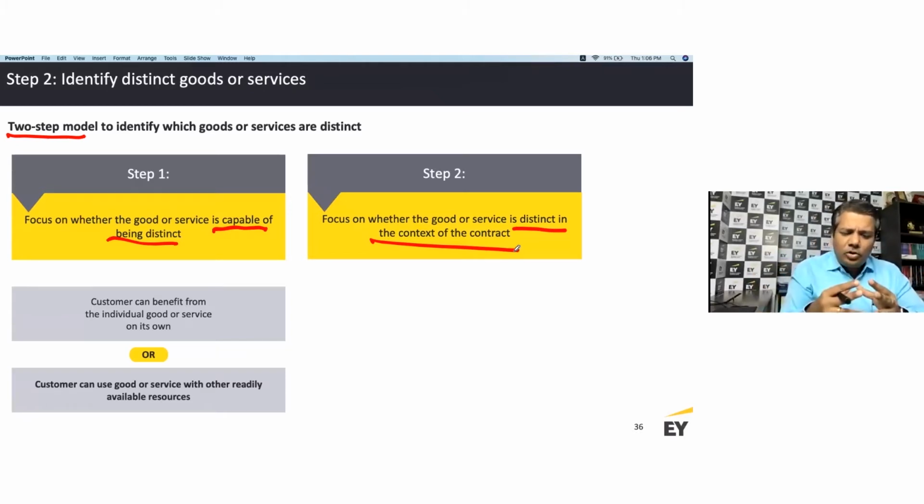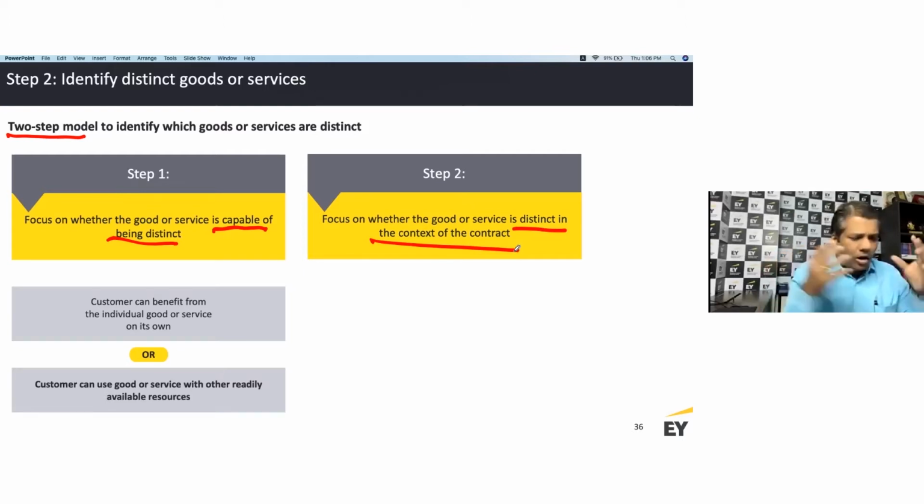So we're going to look at whether it is capable of being distinct within the context of the contract. That's a very, very important definition you should remember. So how do you identify performance obligations? Those which are capable of being distinct within the context of the contract. If that is the case, then you've got to identify them as a separate performance obligation.